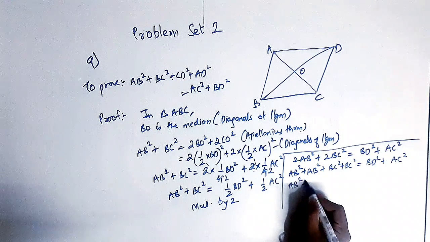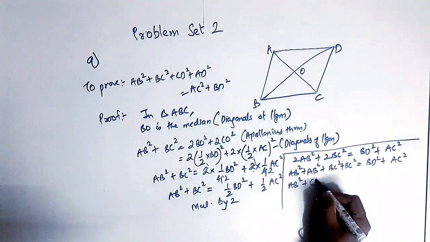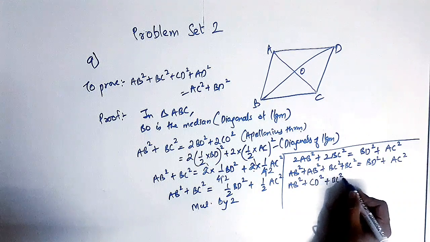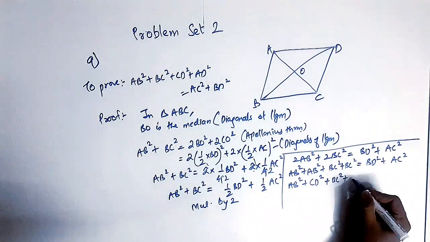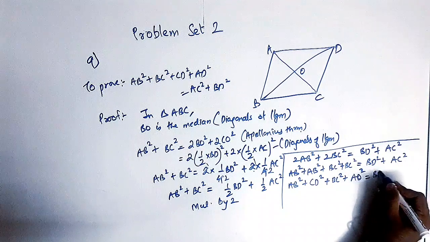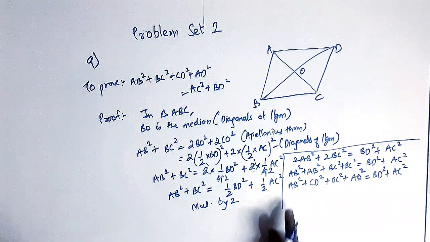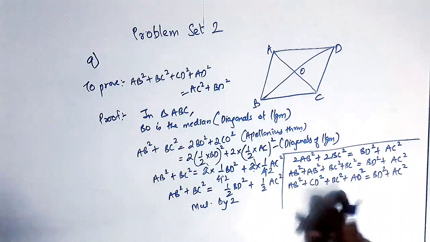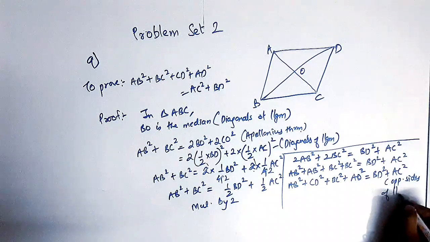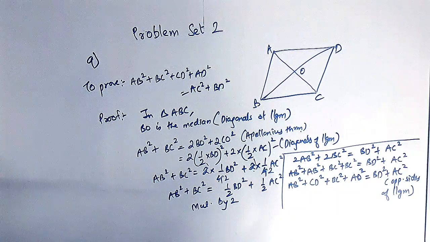AB square is equal to its opposite side. You know, parallelogram opposite sides are equal, so instead of AB square I'll write CD square. BC square as it is, and BC is equal to AD, so instead of BC I'll write AD square, is equal to BD square plus AC square. Okay, so we got what we wanted to prove. Here you can simply write the reason: opposite sides of parallelogram. So it is a very easy proof.